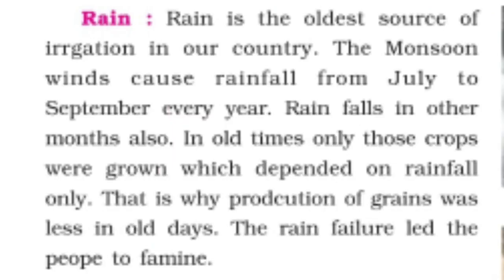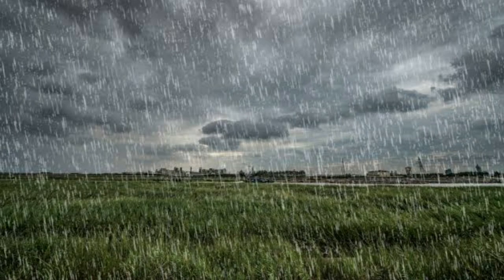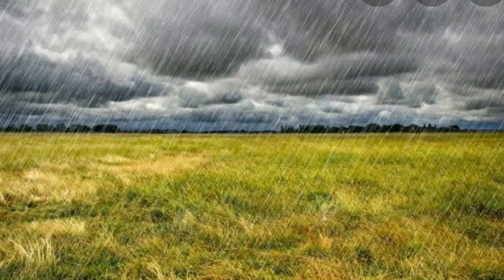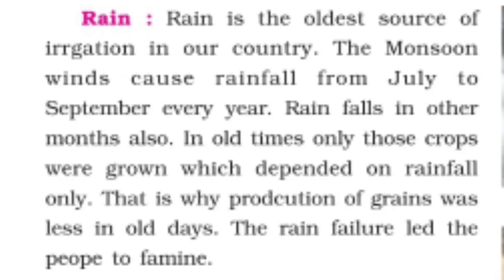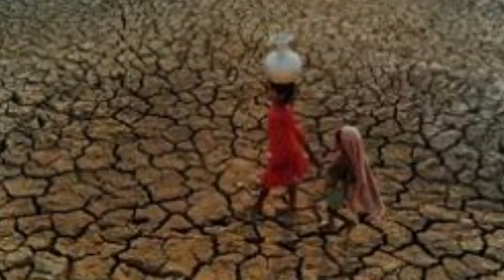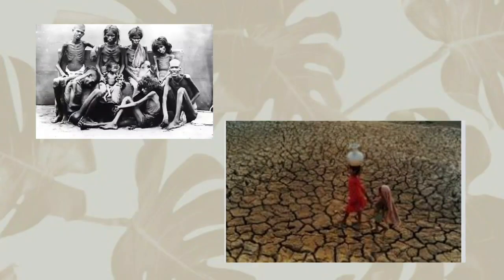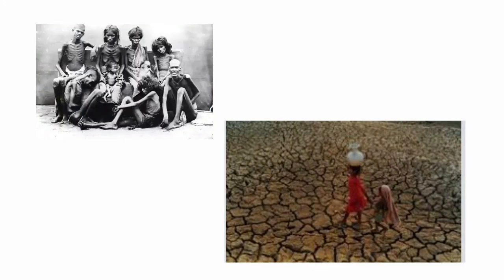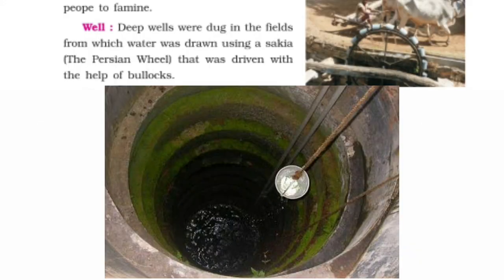In old times, only those crops were grown which depended on rainfall only. That is why production of grains was less in old days. The rain failure led the people to famine. Means due to scarcity of water, the crops become dry, lands barren, and there is extreme shortage of food throughout the region.